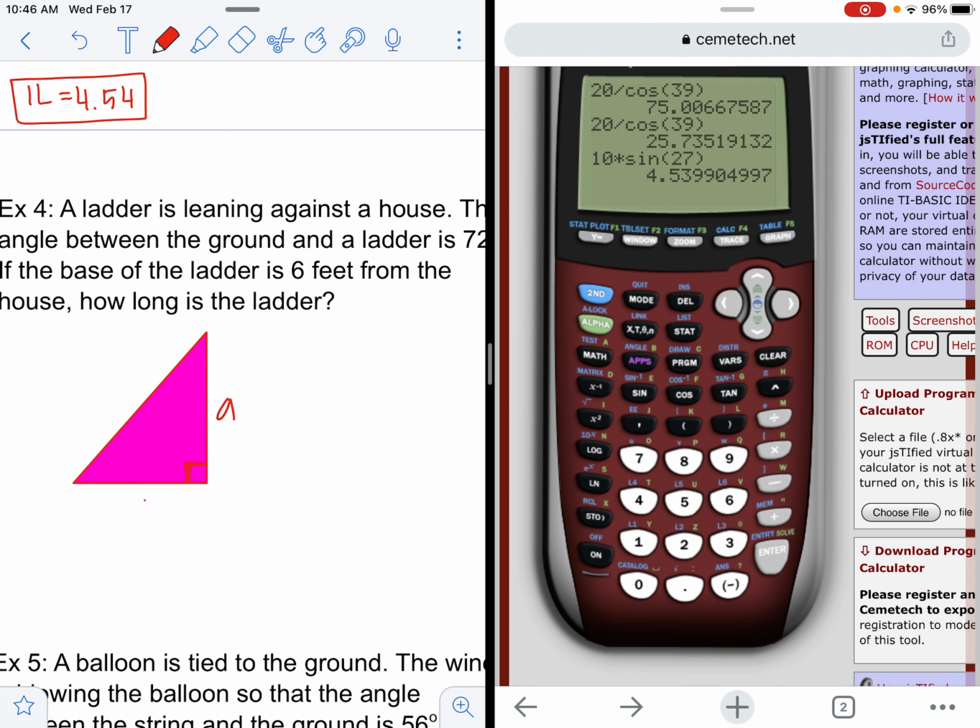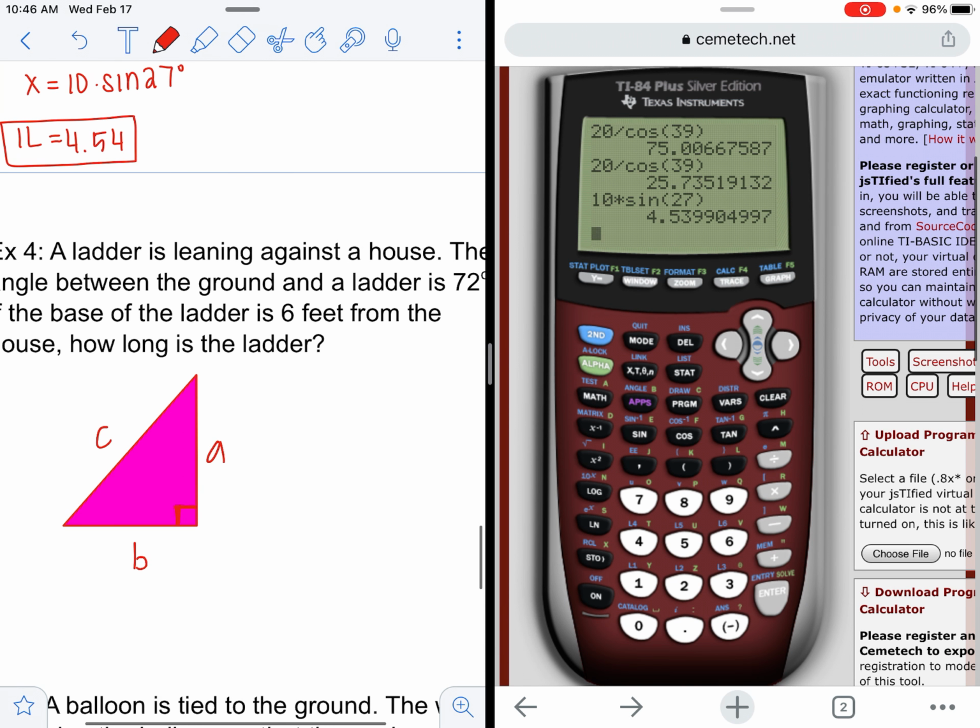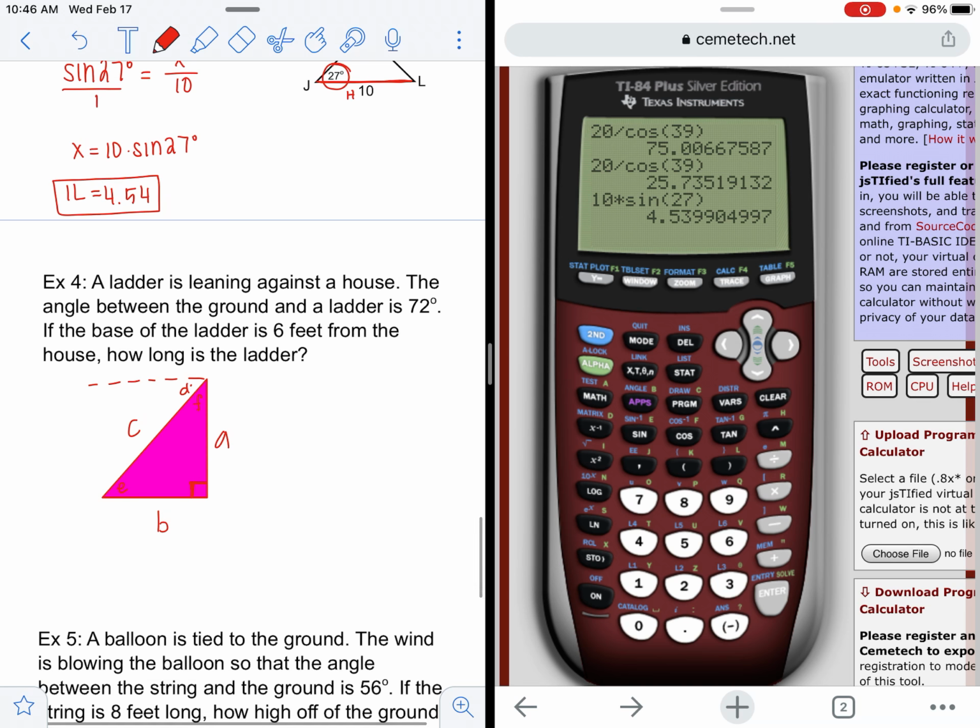So where's the ladder? I like to say this is A, this is B, and this is C. A is my altitude, the height. B is like the bottom, where the ground is. C is the hypotenuse. I also do D, E, and F. We'll get to that a little later. Actually, let's do that right now. This angle up here we'll call D. Then we'll call this one E, and this one F.